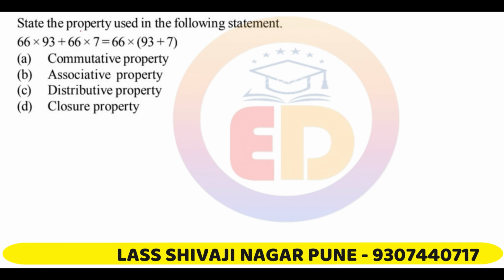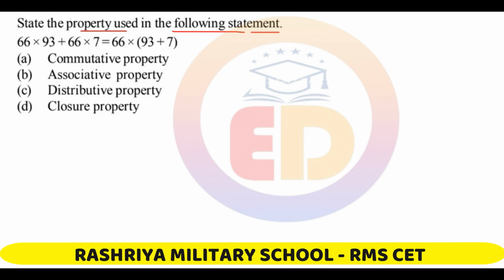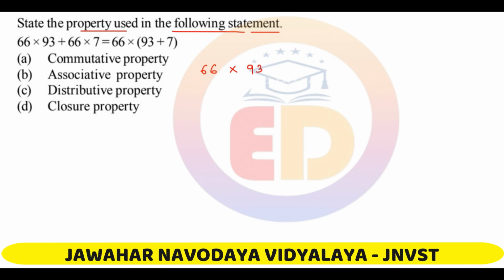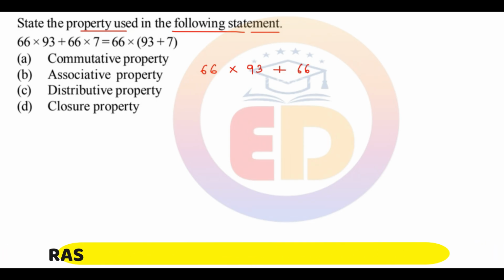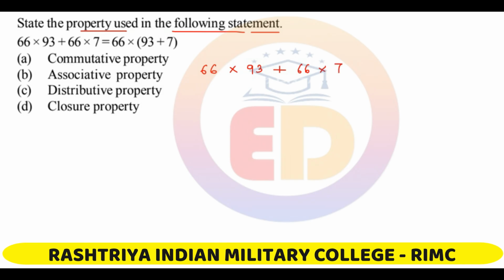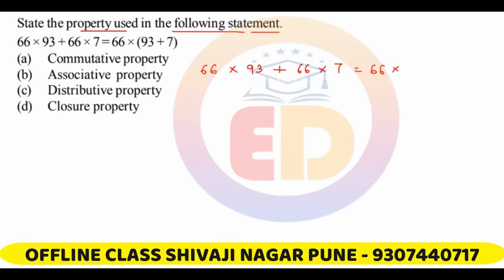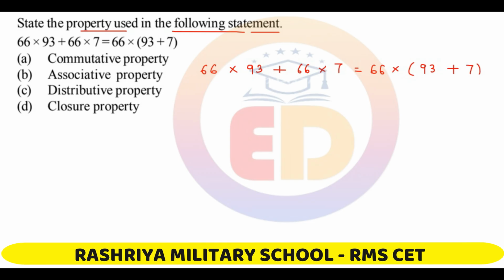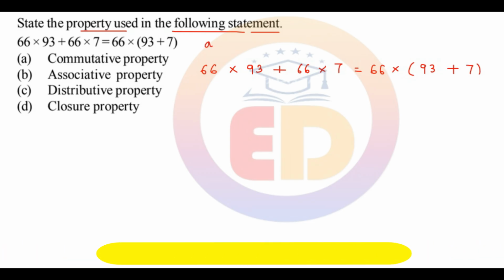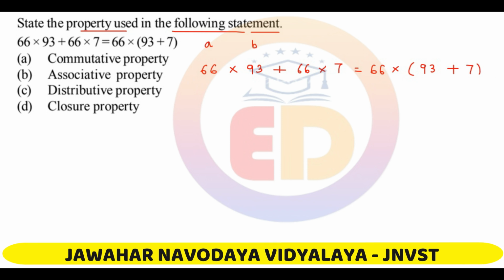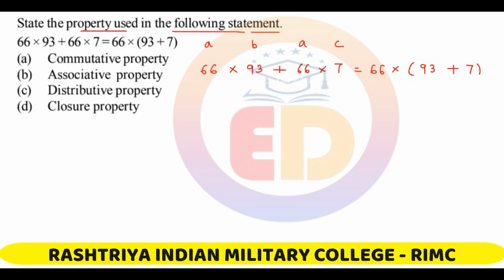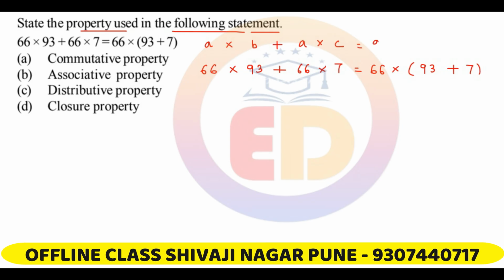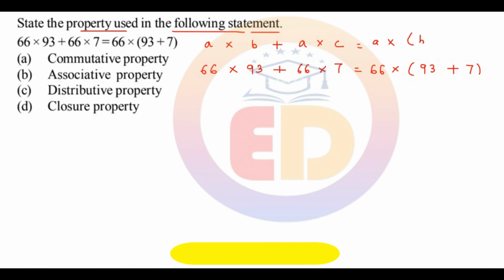State the property used in the following statement. 66 multiplied by 93 plus 66 multiplied by 7 equals 66 multiplied by bracket 93 plus 7. Now let's name these terms. Let us name 66 as A, 93 as B, 66 as A, 7 as C. It will become A into B plus A into C equals A multiplied by bracket B plus C.